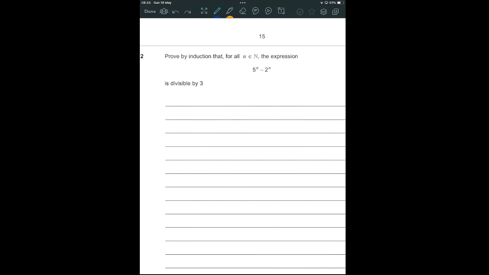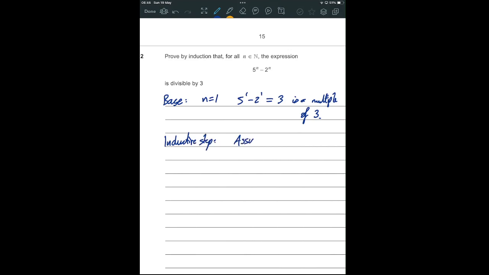Question 12, proof by induction. Now, I want to prove this in a different way. There's a really sneaky factorization trick which will prove that this is divisible by 3 in roughly 20 seconds. So I might show that at the end of the question. But the question told us to do induction, so let's do it. So the base case, when n equals 1, 5 to the 1 minus 2 to the 1 is just 3, is a multiple of 3. Sorted.